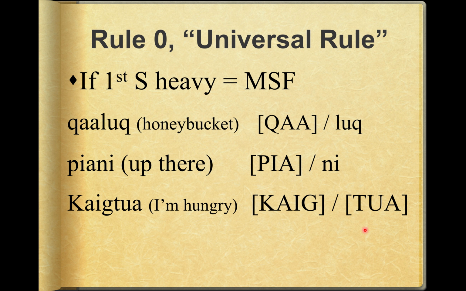So the examples are kaluk, piani, and kehtok. Pia is open and stressed, so it is also lengthened. Keh is not open, though it is stressed, so it is not lengthened. Twa is open and stressed, but it's the end of a word, so it can't be lengthened. Okay, so rule 0 applies only to the first syllable when it's heavy. It forms a monosyllabic foot.